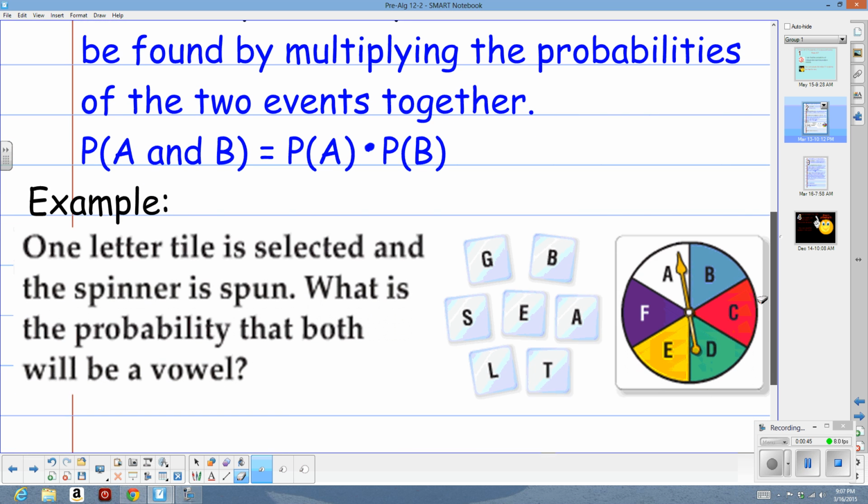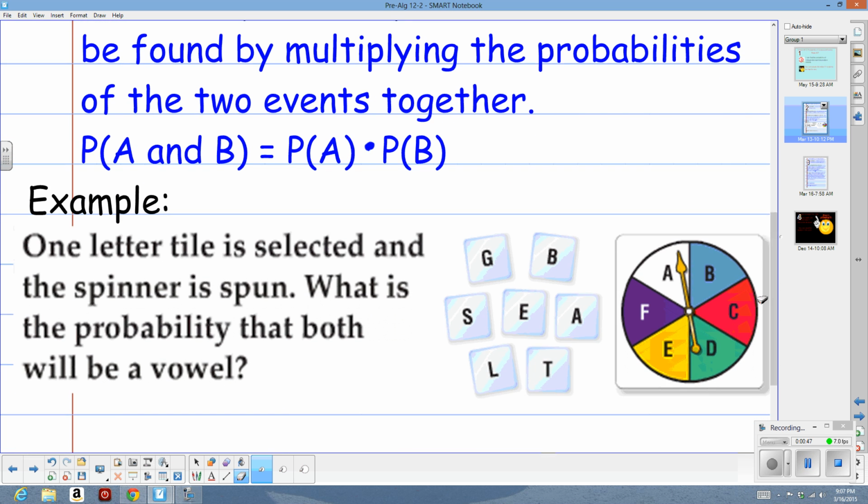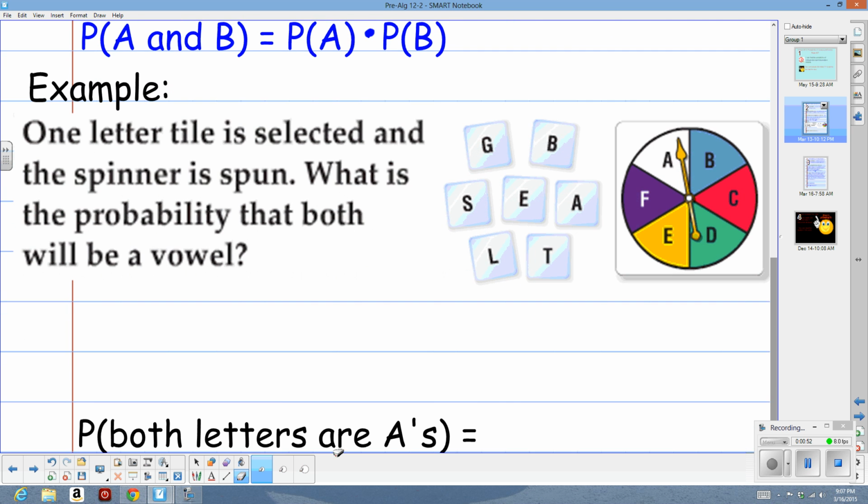For example, one letter tile is selected and the spinner is spun. What is the probability that both will be a vowel? Well, the probability of choosing a vowel from the letter tiles is 2 out of 7 possible. Since there are 7 tiles and 2 of them are vowels, it would be 2/7 multiplied by the probability of getting a vowel on the spinner, which is 2 out of 6.